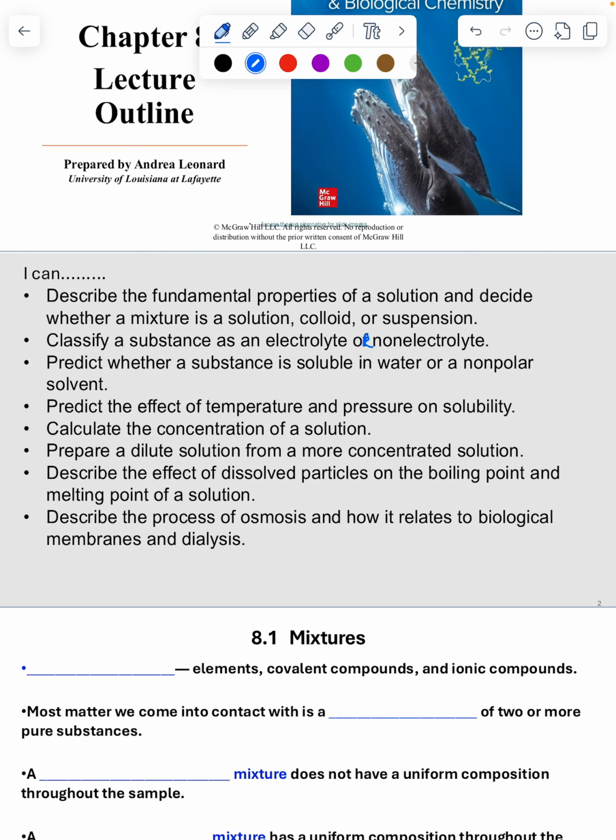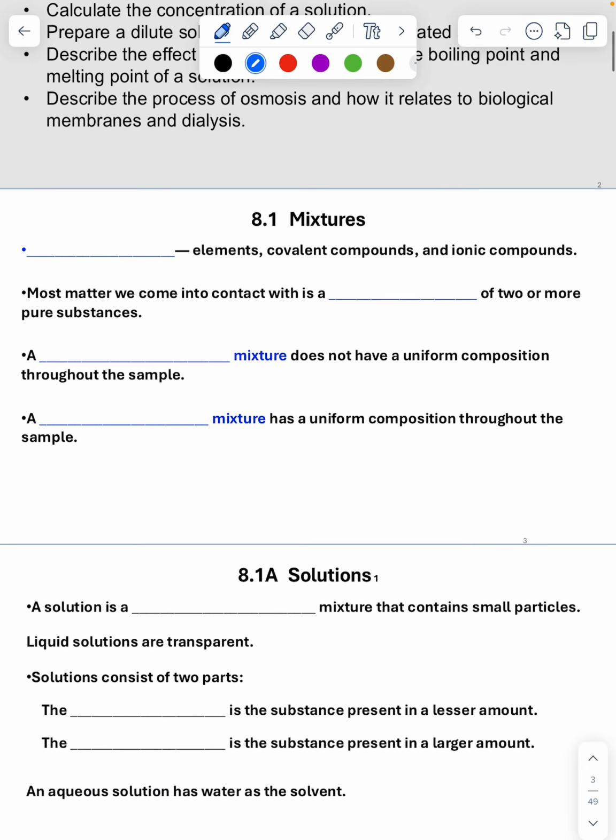Predict whether a substance is soluble in water, which means you have to know about the polarity of the substance. Predict the solubility at different temperatures, calculate concentration, be able to prepare a solution from a stock solution, a more concentrated solution, and then talk about colligative properties. And so let's just dive in. This will probably be a two-part recording. And so here we go.